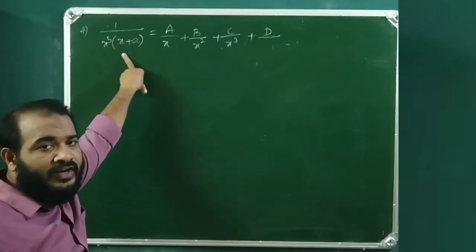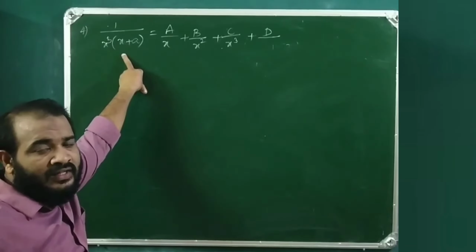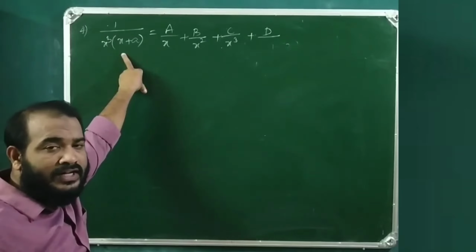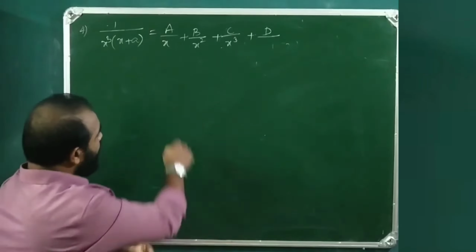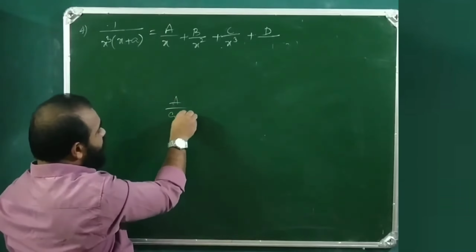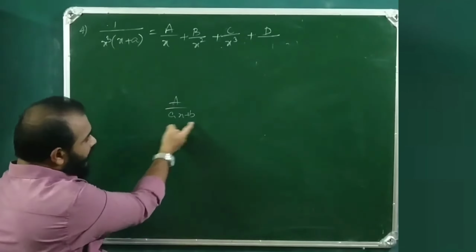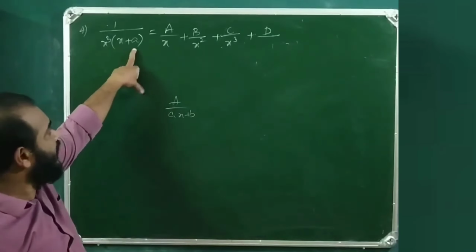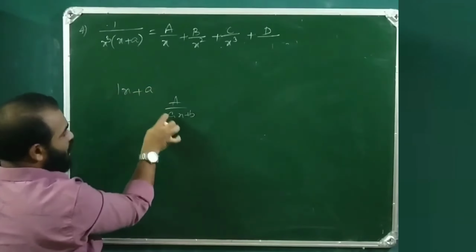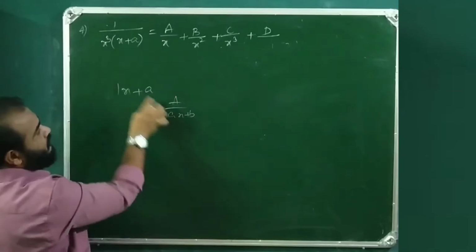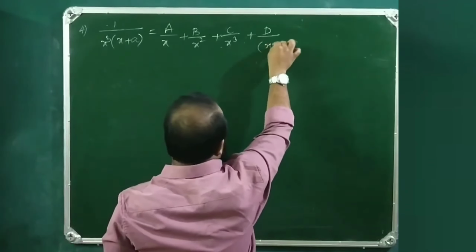First, type 1: for each non-repeated linear factor of the denominator g of x, there exists one partial fraction of the form A by (ax plus b). Since a, b, c constants are used, therefore I will take d by (ax plus b), because this x plus a is of the form 1x plus a. This is of the form ax plus b only. So this is d by (x plus a).